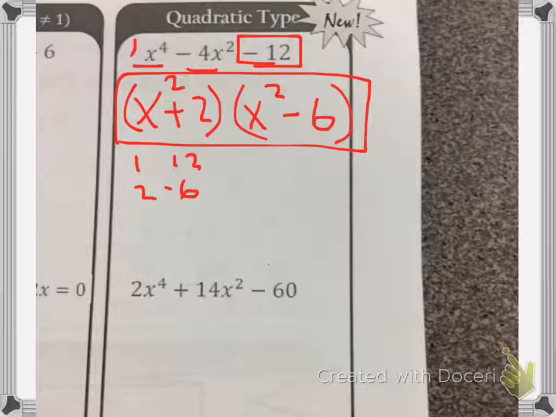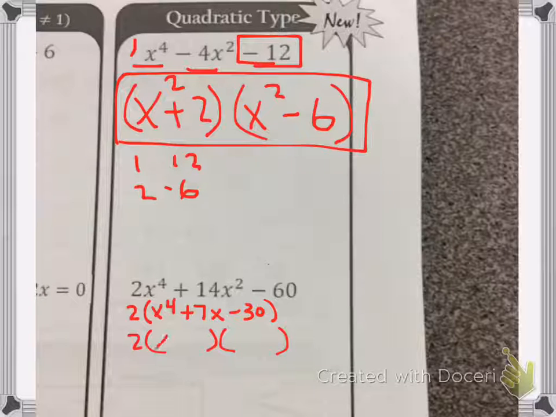This next one works the same way, but before I can factor it that way, I do need to take the common factor out, which is a 2. So I'll have x to the 4th plus 7x minus 30. And I'm going to just factor this one then the same way I did the other one. Separate that x to the 4th as x squared and x squared. And then I'll find my numbers that multiply to 30 and add to 7. So probably 10 and 3.